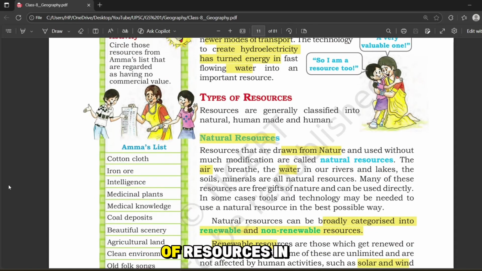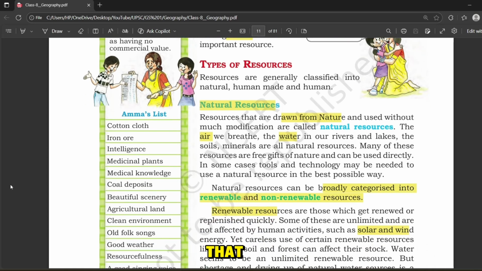Now, let's move to the types of resources. In that, the first one is natural resources. What are natural resources? These are resources drawn from nature, meaning they come directly from nature itself. For example, water and air.